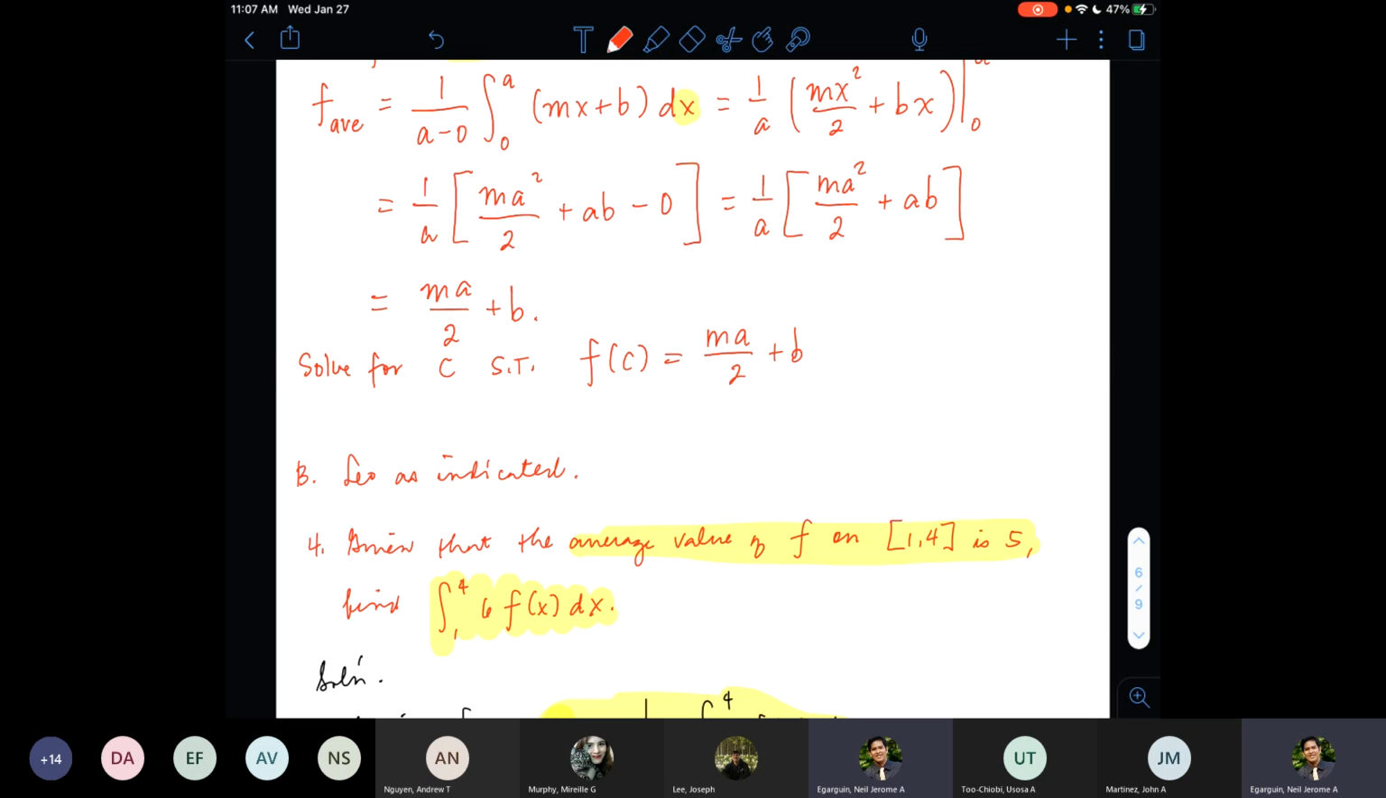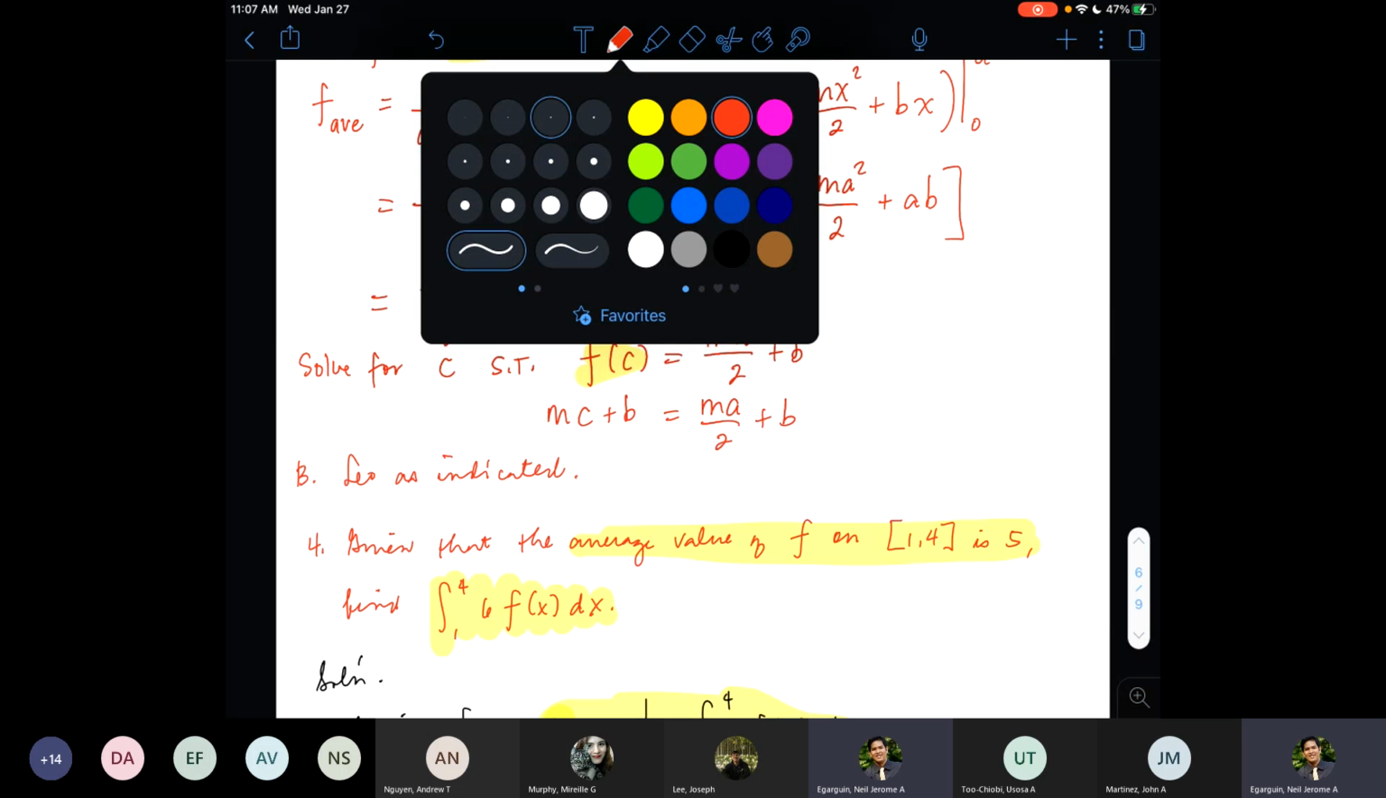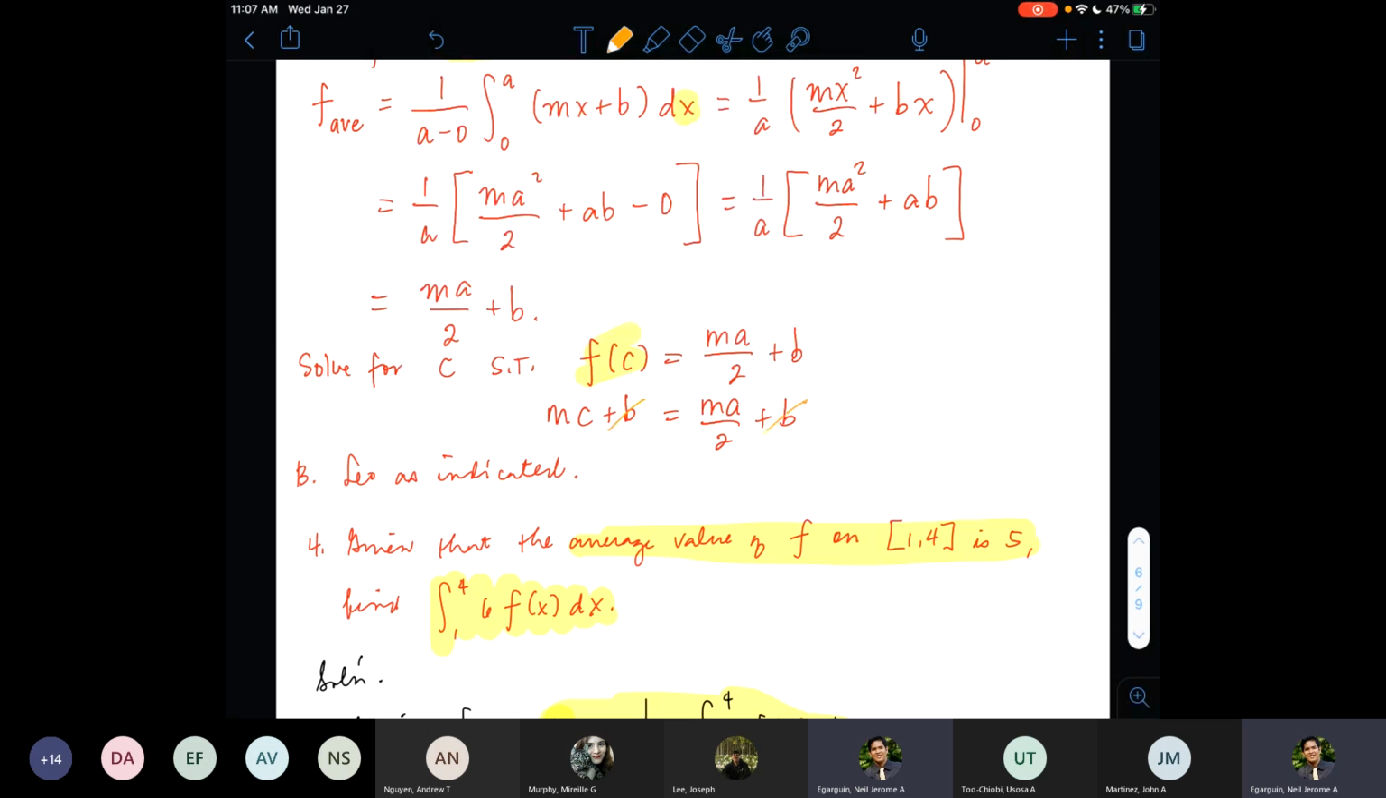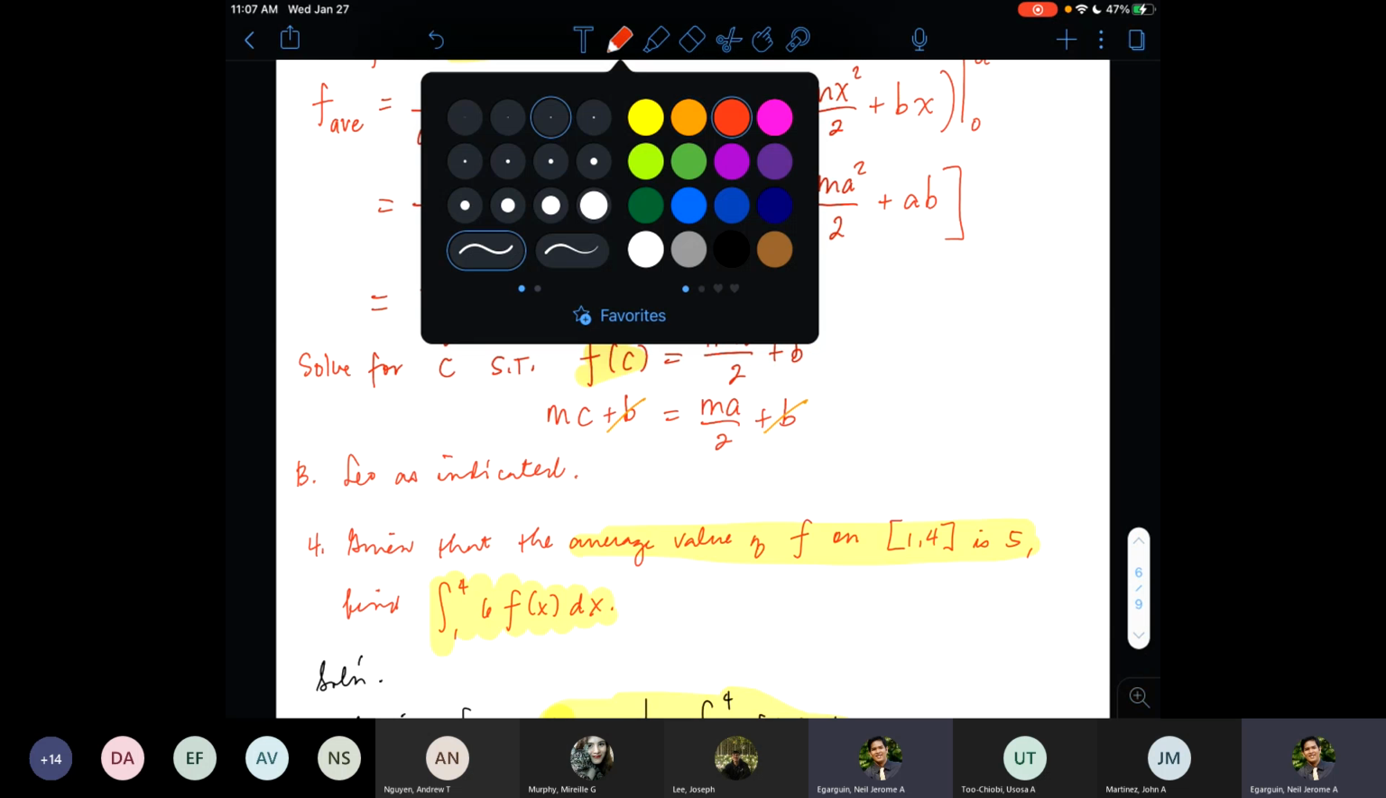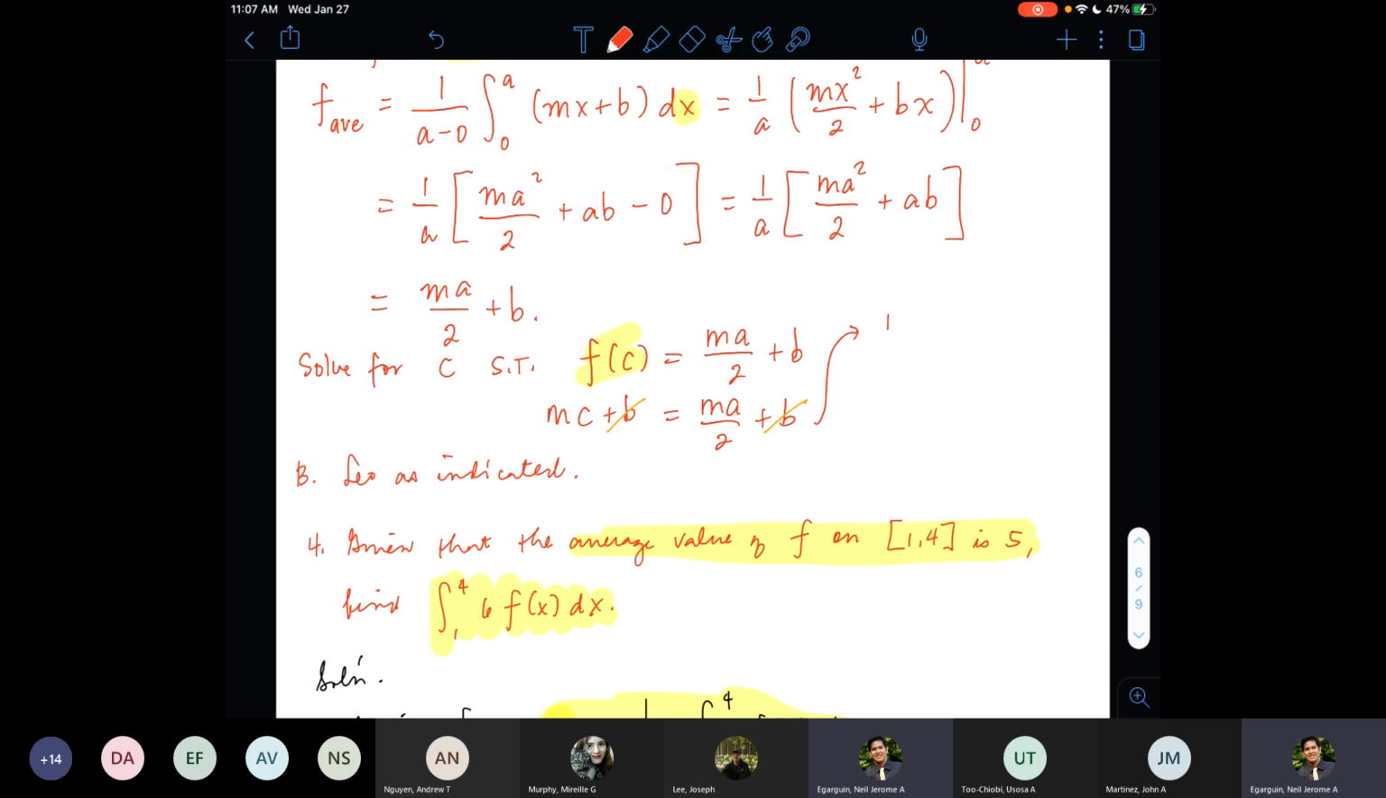So f of c equals ma over 2 plus b. Let's work with the left-hand side first. Plug c into the function. Remember, the function is mx plus b. We replace x by c. So we'll have mc plus b equals the average value. And then here we see that this b will be canceled, right? So I subtract b from both sides. So that will give us what? mc equals ma over 2. And then I can divide both sides by m, so I get c equals a over 2.